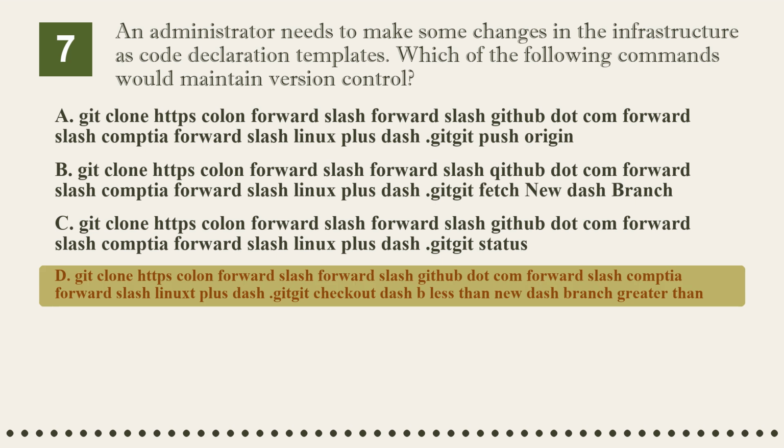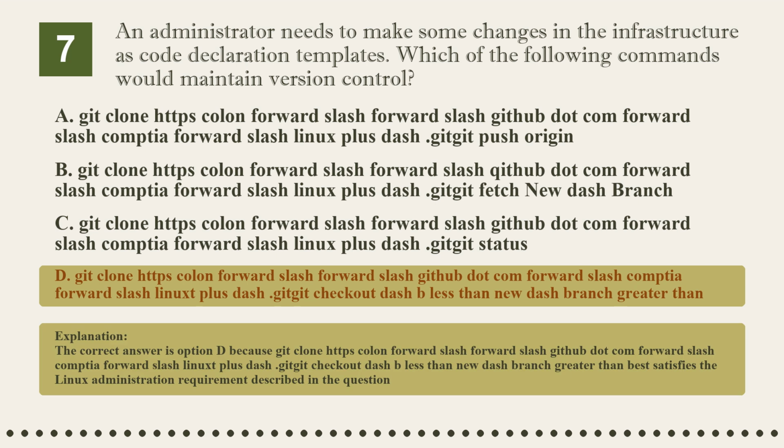The correct answer is option D, git clone https://github.com/CompTIA/Linux Plus, git checkout -b less than new branch greater than. The correct answer is option D because git clone https://github.com/CompTIA/Linux Plus, git checkout -b less than new branch greater than best satisfies the Linux administration requirement described in the question.